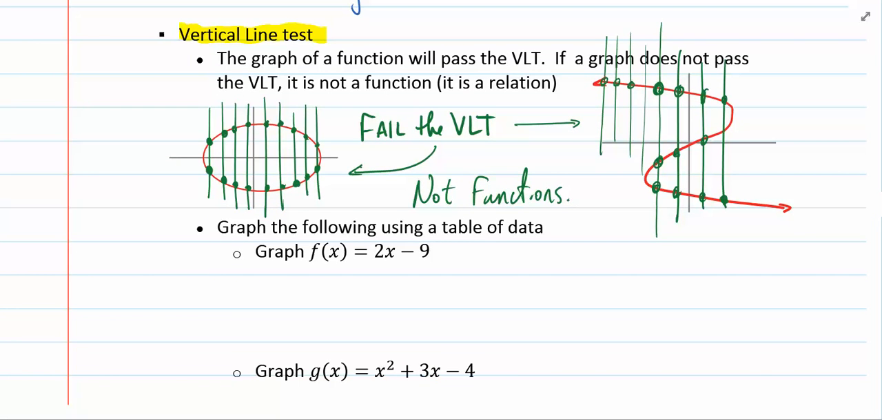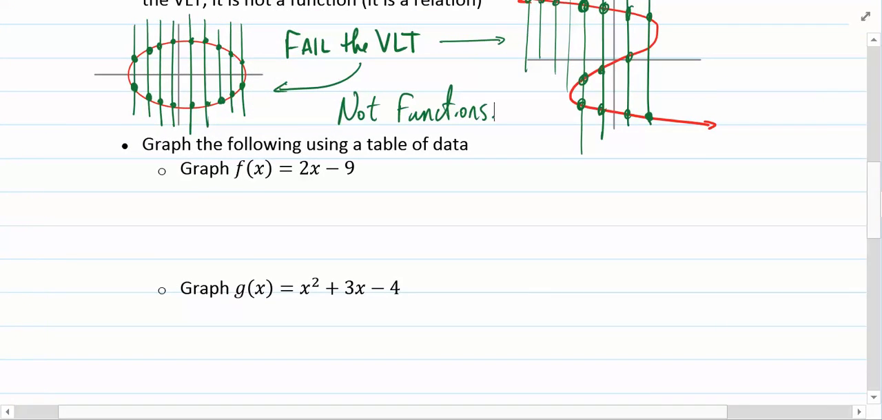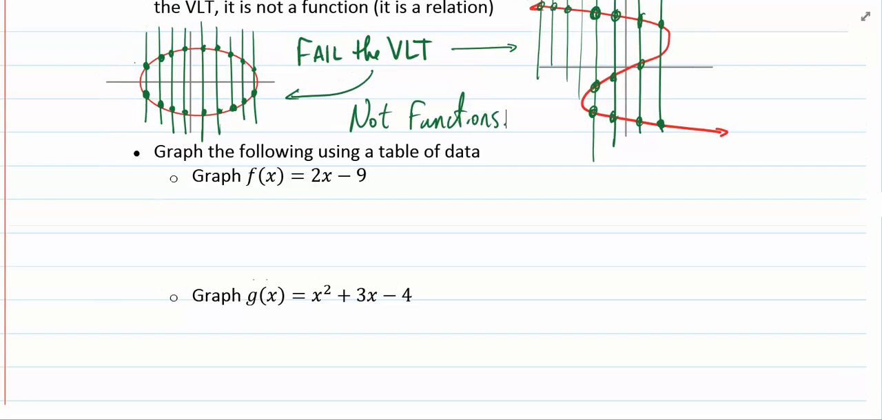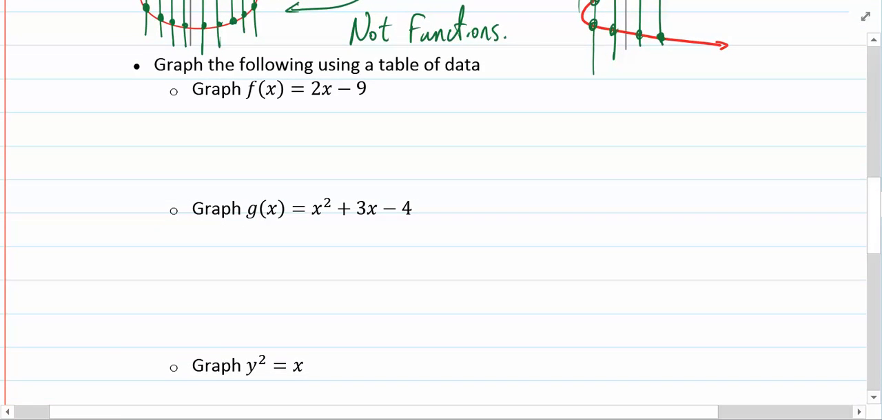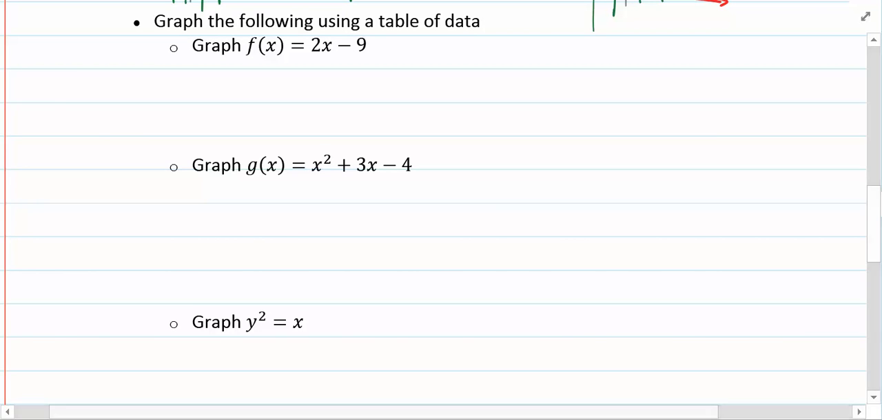We're not going to spend any more time discussing the vertical line test in this video, but you might encounter it in your homework tonight, so it would be a good idea to come back and reference it if you need to do so. We're going to shift gears one last time to talk about our final subject for today's notes. And I'm going to ask you to graph the following functions using a table of data.